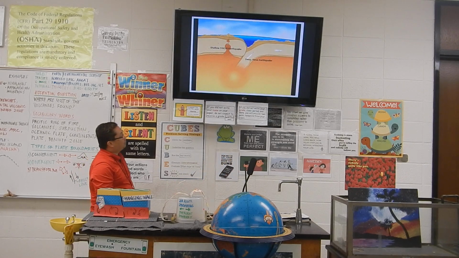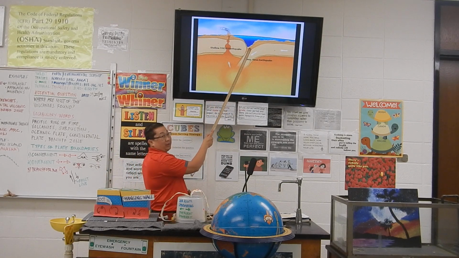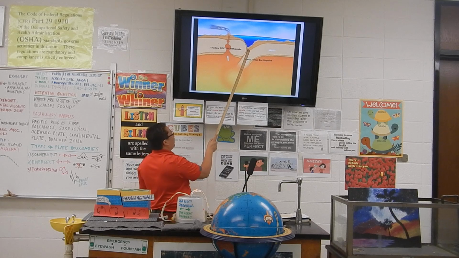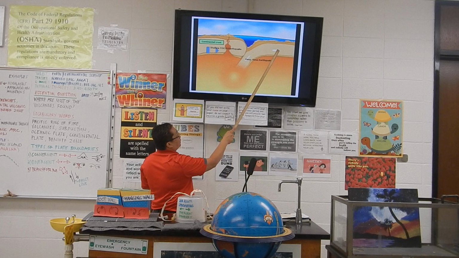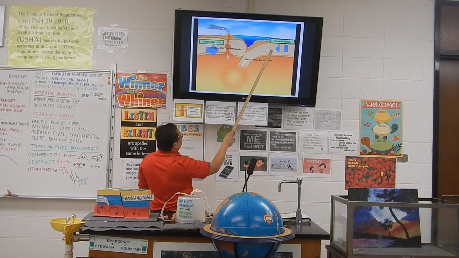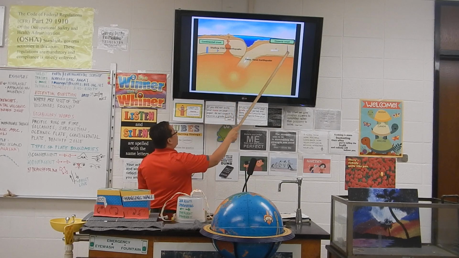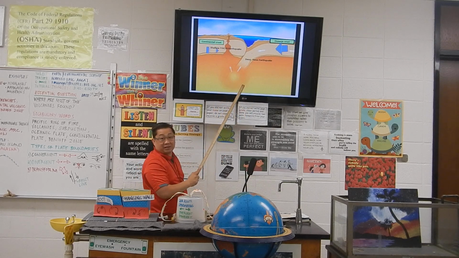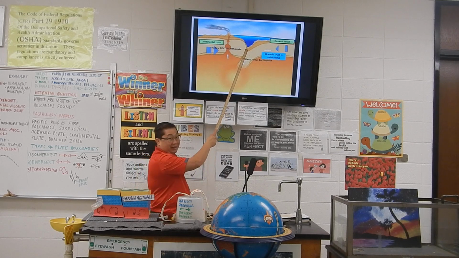Now, in this one, we have a plate boundary. Guess what kind of plate boundary is this one? So this one is a continental crust. This one is an oceanic crust. The continental and the oceanic crust are going towards each other. Thus, since they're going towards each other, this boundary here is called a convergent boundary.